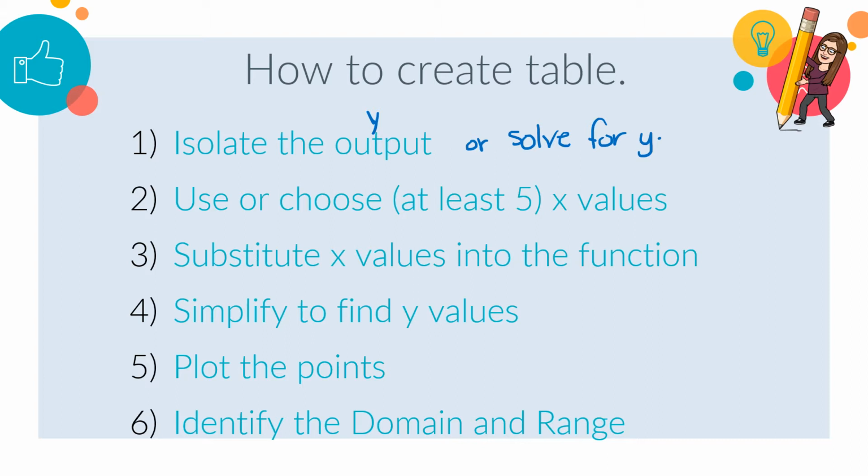Step 3, we're going to substitute the x values into the function, meaning plug x in. We're going to plug in x, solve, plug in x, solve. Step 4, simplify. That's what I mean by solve. So if it says 3 times 2 plus 7, calculate that.